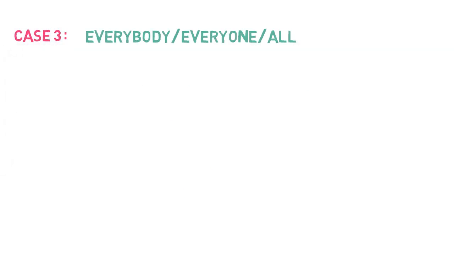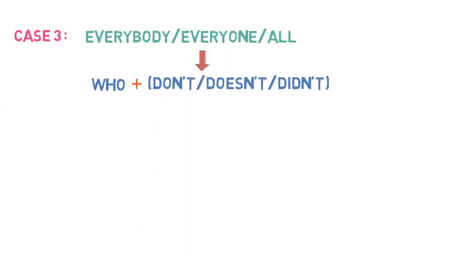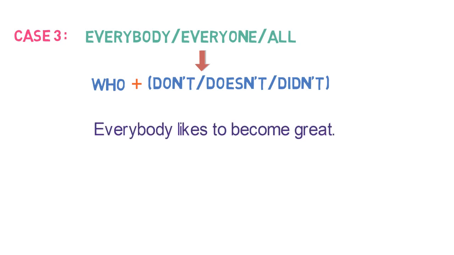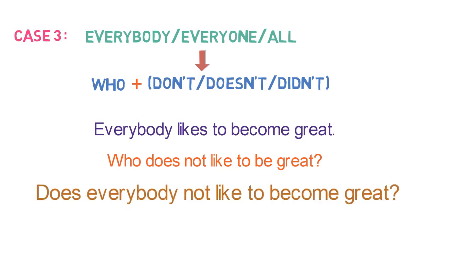Let's look into one more case. Case 3. Sentences where everybody, everyone, all is used, it will be converted to who plus don't, doesn't, didn't. Let's look into example. Everybody likes to become great. Now converting it to interrogative sentence, it will be who doesn't like to be great? We can also convert it in the way that we just learned. So after applying step 1 and 2, the sentence will be does everybody not like to be great? Both the forms are correct here. Now we have understood how to convert an assertive sentence to interrogative sentence.